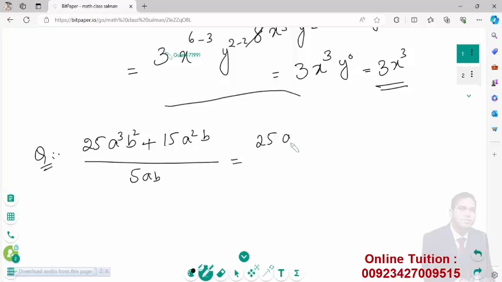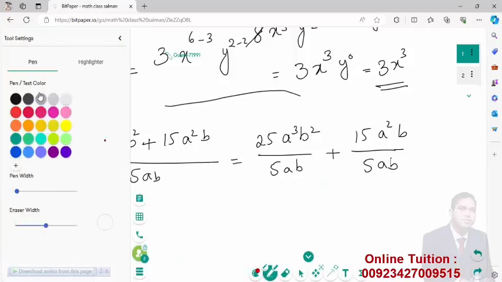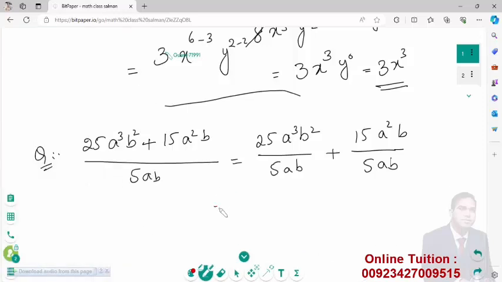25 a to the power 3 b to the power 2 divided by 5ab plus 15 a to the power 2 b divided by 5ab. सेपरेट कर दिया हमने, ओके। Clear. Now just cut off the values like this. 5 ones are 5, 5 5s are, okay.